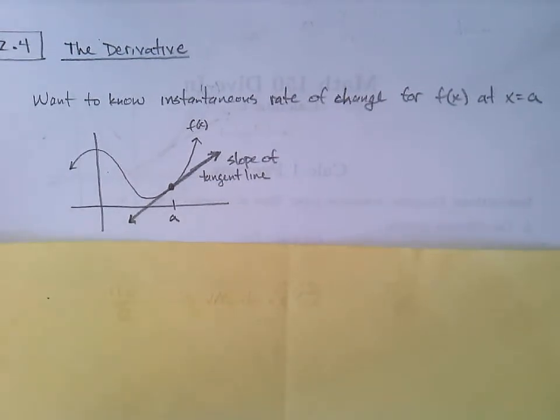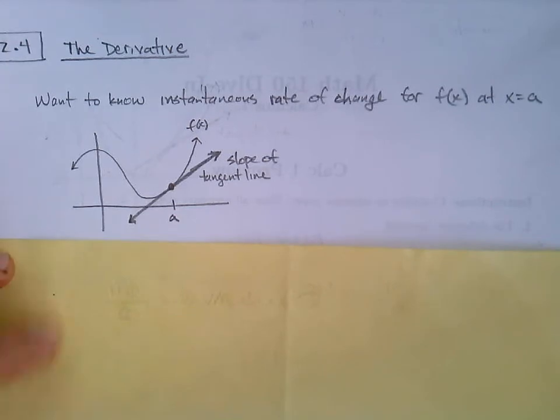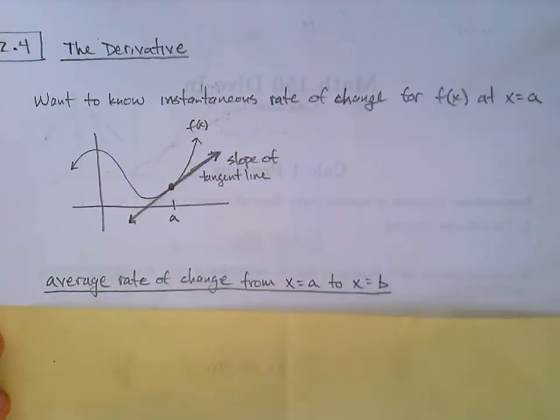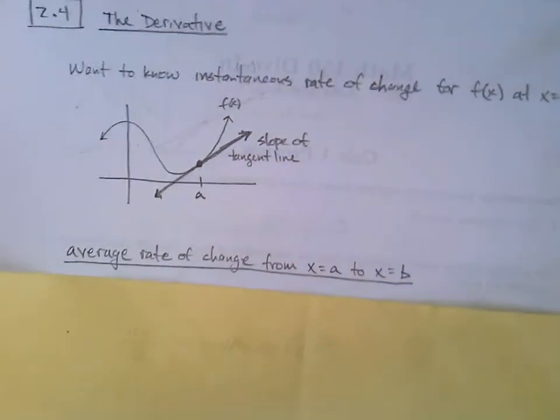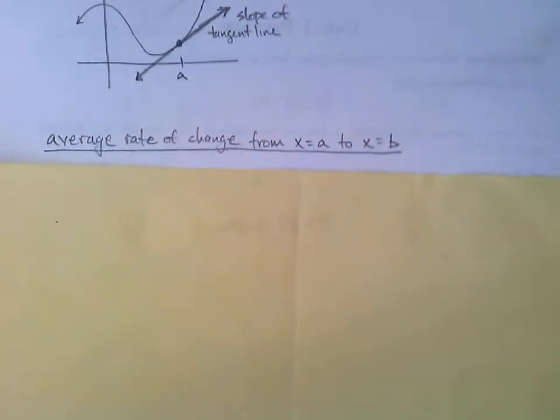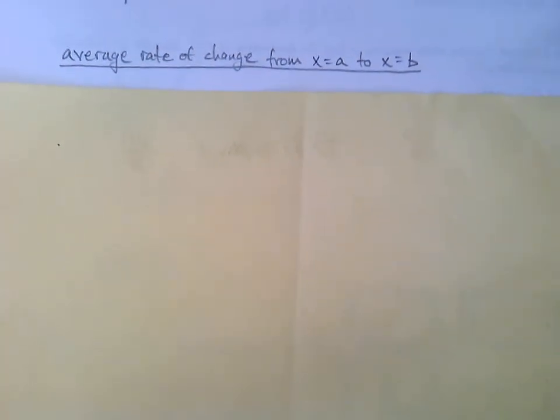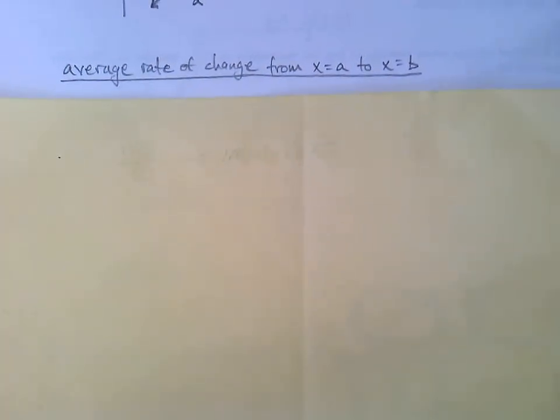Okay. We're going to have to build up to this, and obviously we're going to be using limits and that sort of thing. Okay. Let's go back a little bit and look at this from a simpler point of view. We're going to start with the average rate of change between 2 points from x equals a to x equals b.